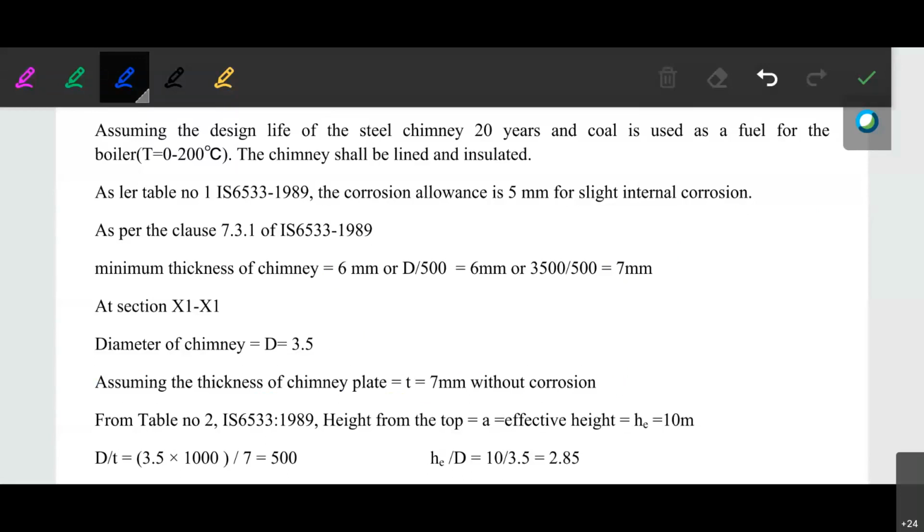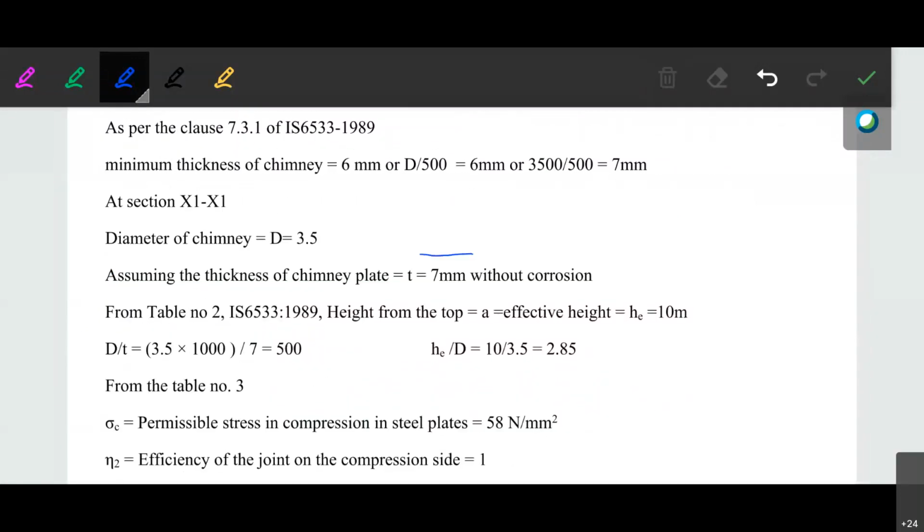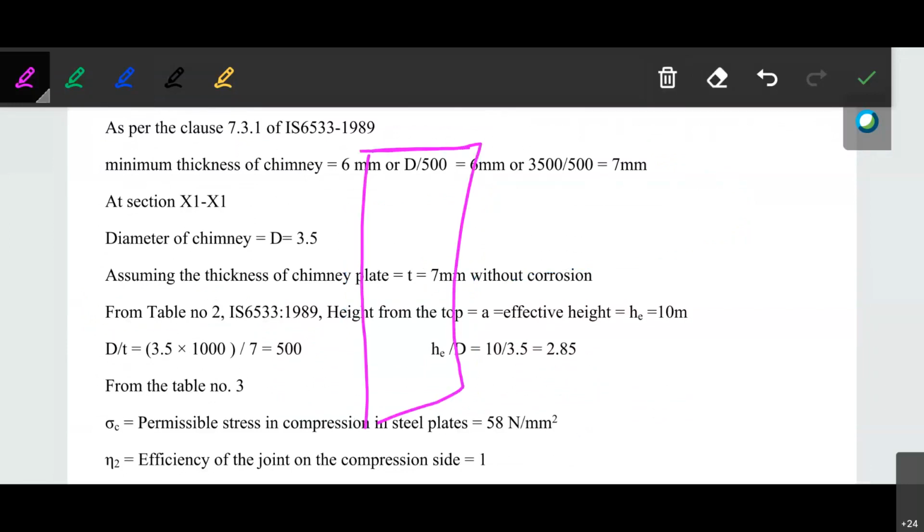Okay, we are going to calculate the thickness of the particular plate for the segment 1. Considering the section x1, for that particular section the diameter is 3.5 meter. We are already assuming the thickness of that particular section as 7 mm, by considering this nominal or minimum value. Remember that at the top of the chimney we are considering the segments from top to bottom. So at the top the thickness will be minimum. Therefore the minimum value we calculate should be taken as the assumed value.